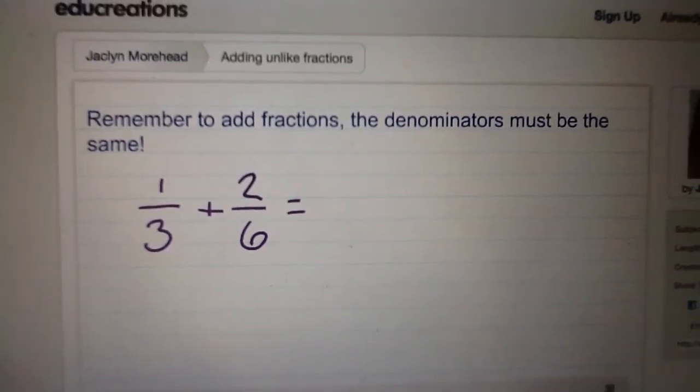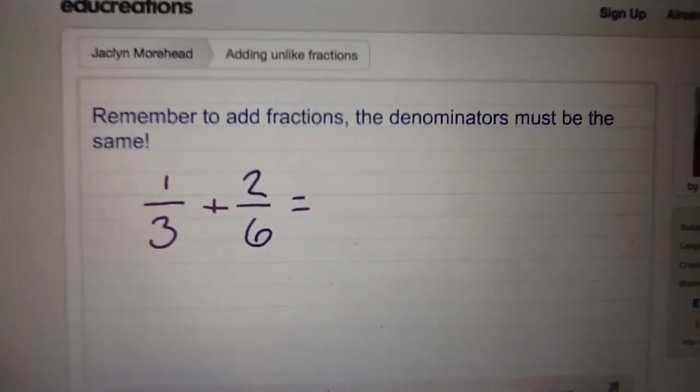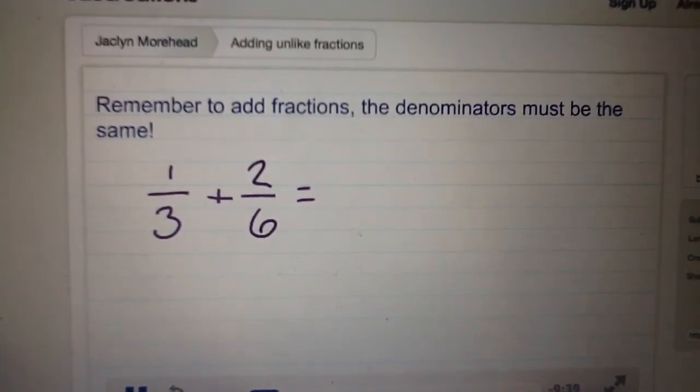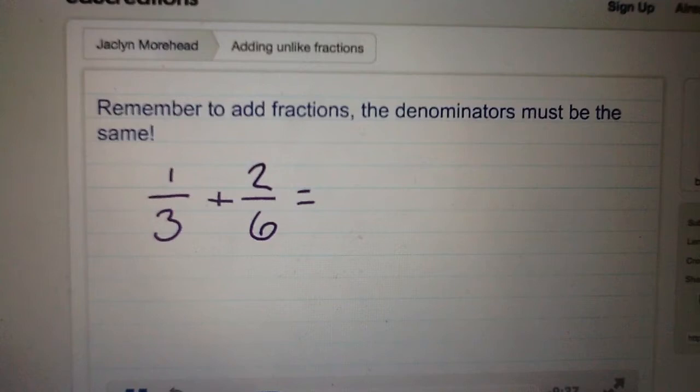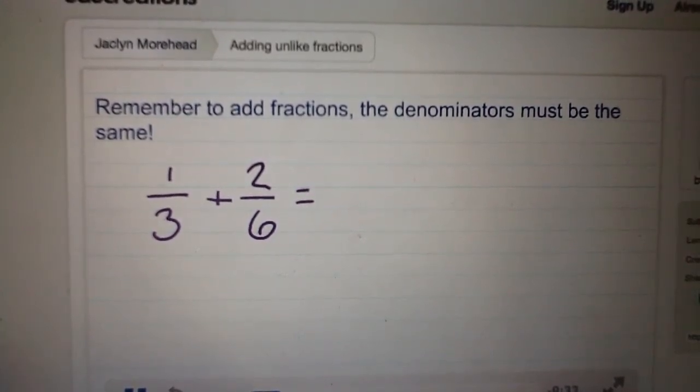Remember that to add fractions, the denominators must be the same. So here I have an example problem, 1/3 plus 2/6, and the denominators are not the same. So what do we have to do? We have to get the denominators to be the same. And there's two methods that you can use to do that.